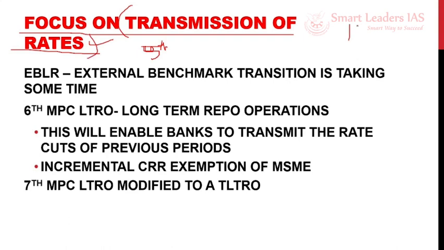For example, 135 basis points over the last year, entirely in 2019, 135 basis points have been reduced by the RBI, but transmission of rates means the rates that have been translated to the people or the end customers by banks have been very low, hardly 40 basis points.